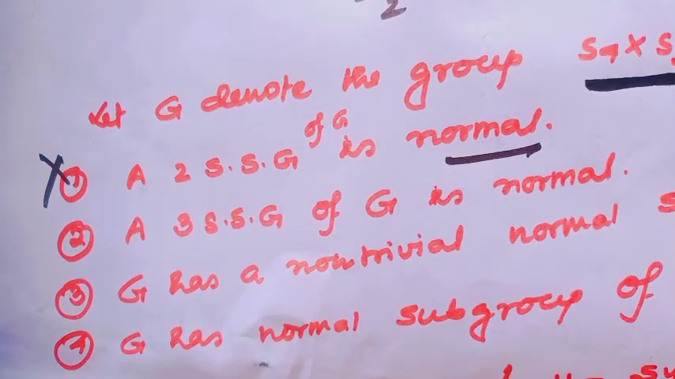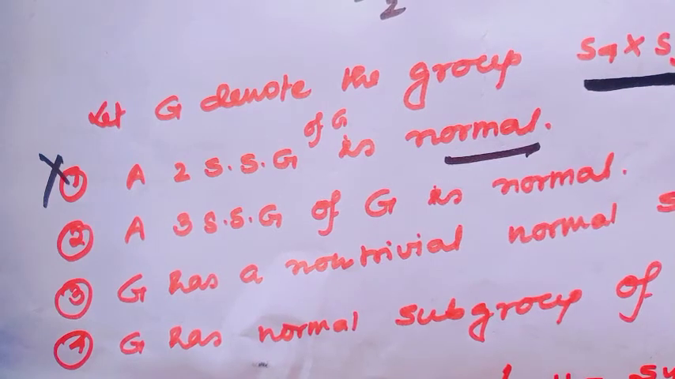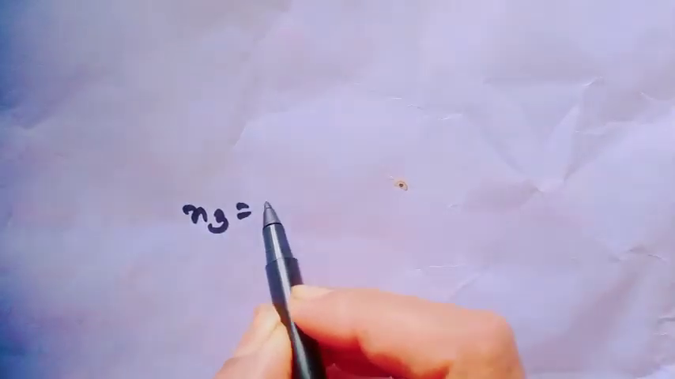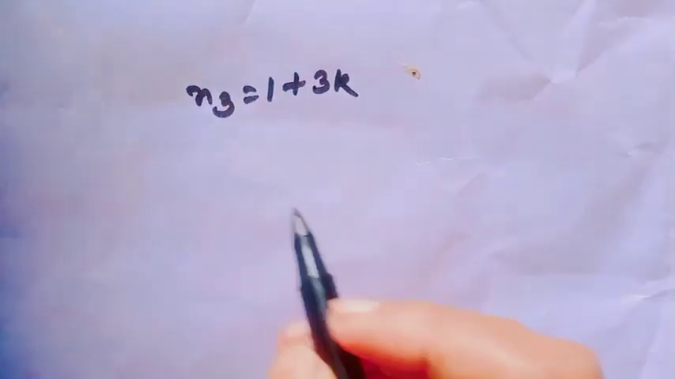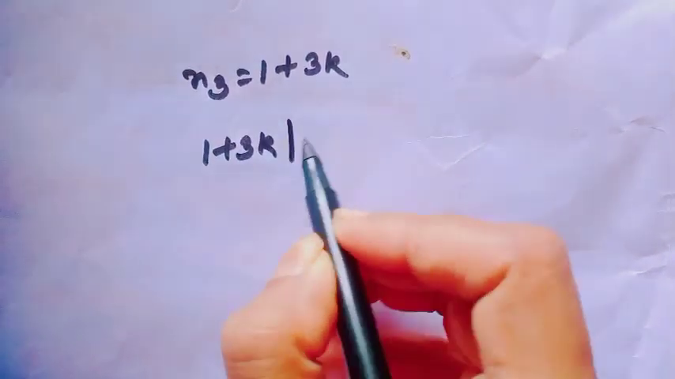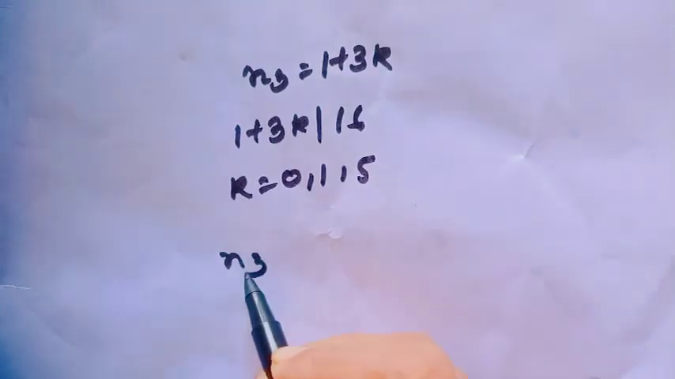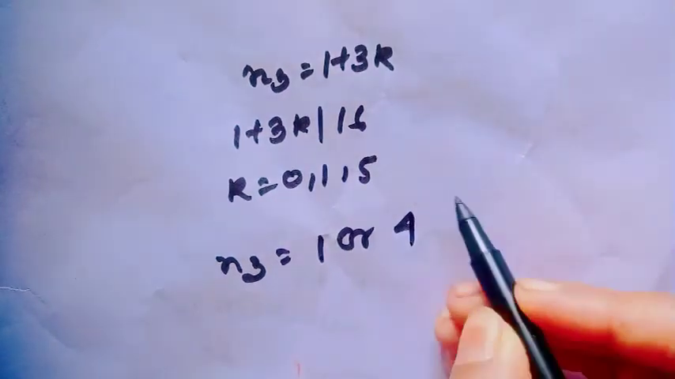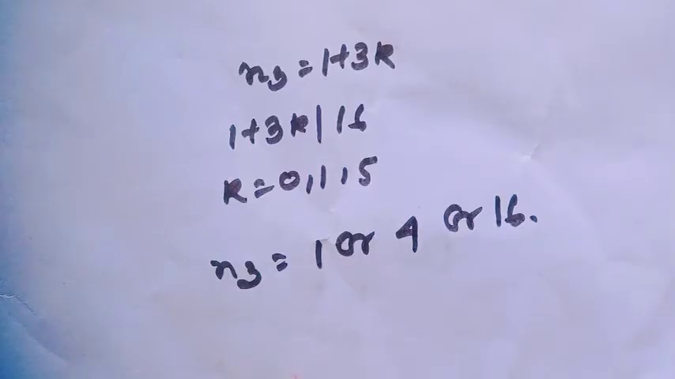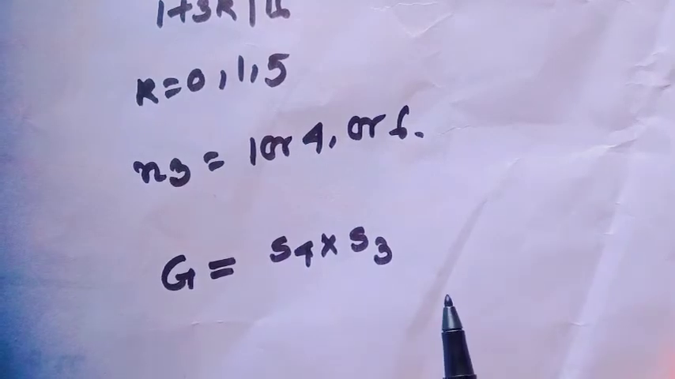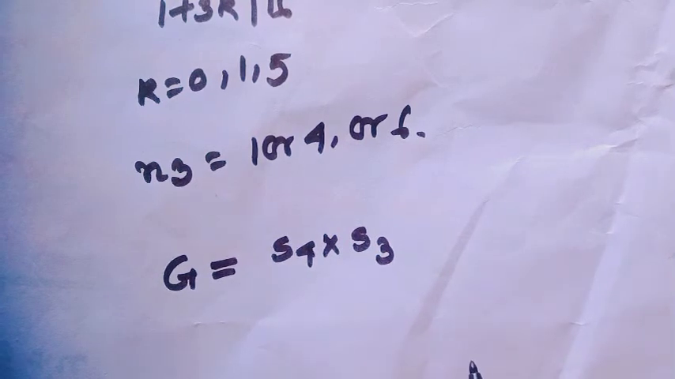Similarly, I will say is the 3-Sylow subgroup normal. The method is similar. Similarly, n3 equal to 1 plus 3k, and 1 plus 3k should divide 16. And this is possible for k equal to 0, 1 and 5. That means n3 equals either 1 or 4 or 16. That means there exists either 1 or 4 or 16 subgroups of order 9. Since the question has indicated about normal subgroup, now I will see is this subgroup unique or not.